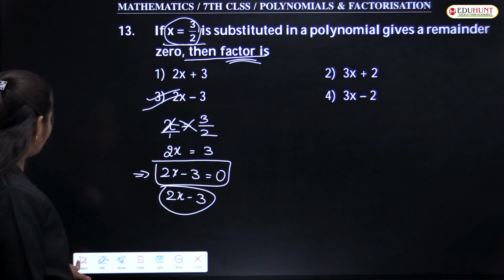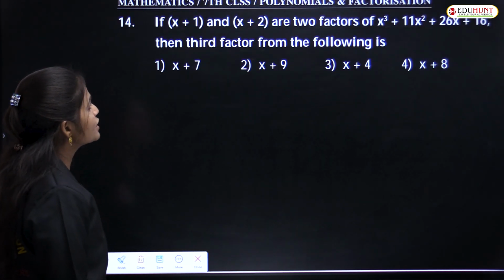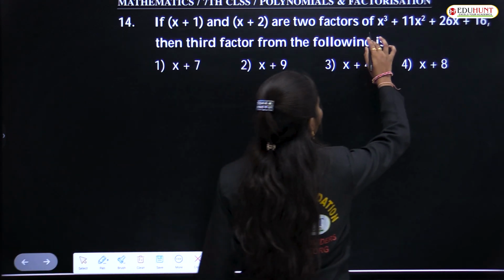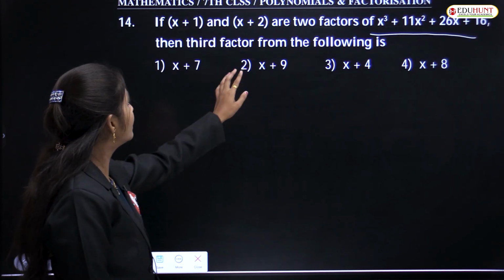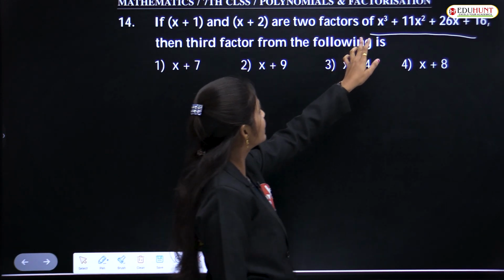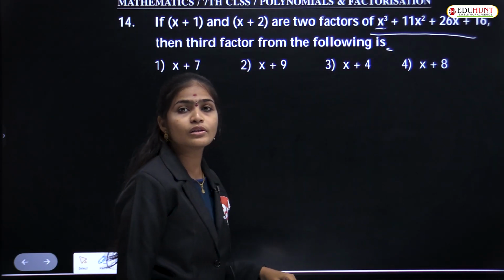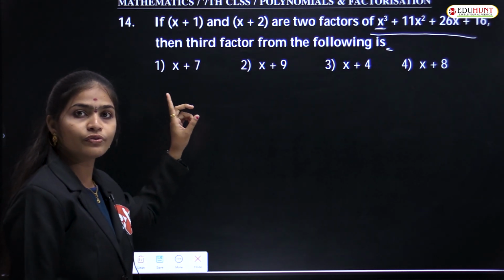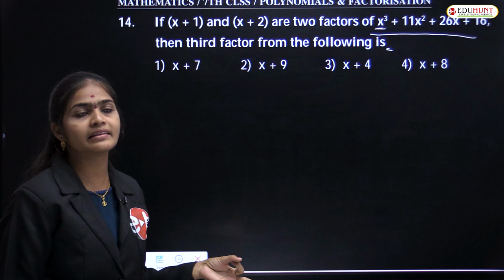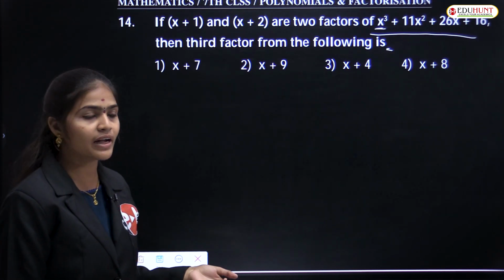So next question. So children, see here. They are saying x plus 1 and x plus 2 are two factors of the given polynomial. Then we need the third factor. Why? Because in this polynomial x cube is the highest power, so this has 3 roots. Already 3 roots means 3 factors are there. Here 2 factors are already given, so we need to find the third factor.